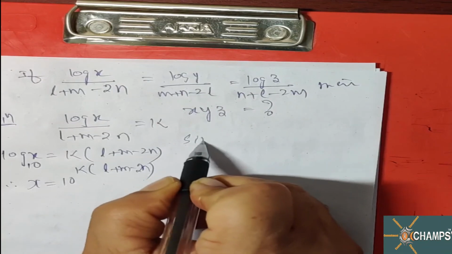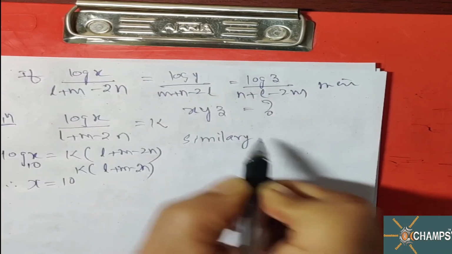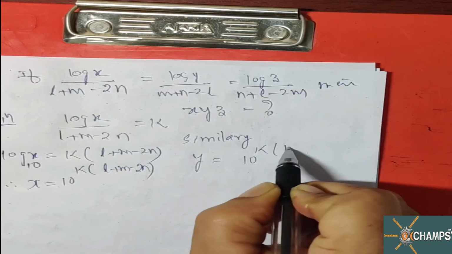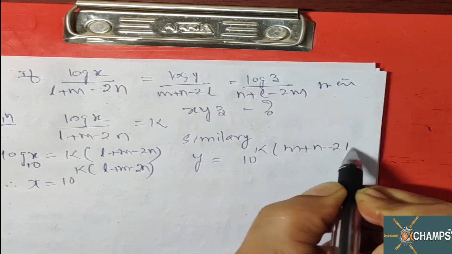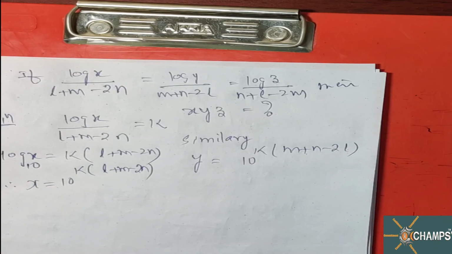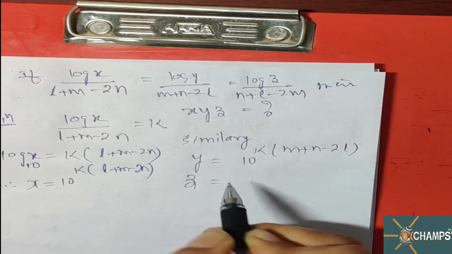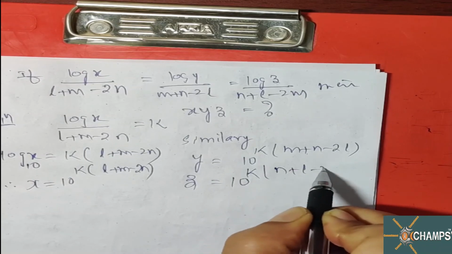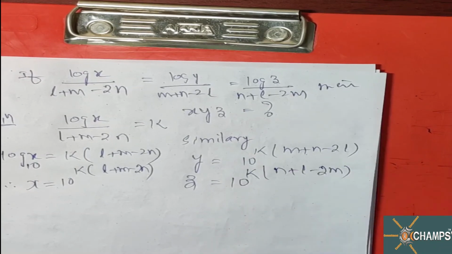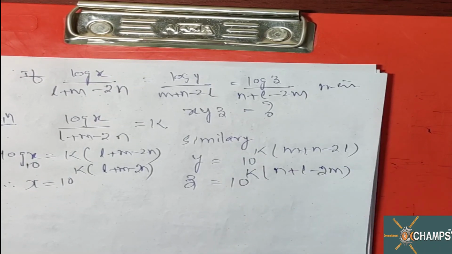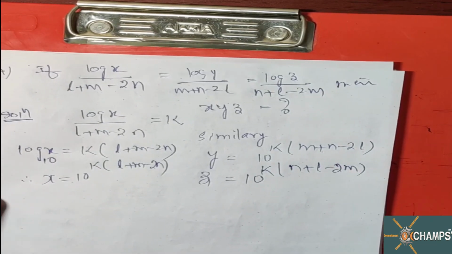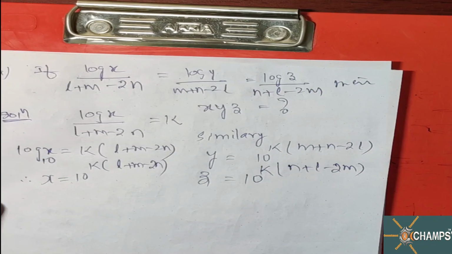Similarly, y is equal to 10 to the power of k into m plus n minus 2l. z is equal to 10 to the power of k into n plus l minus 2m. This way we can write. Same process we have for elimination of log from the picture.